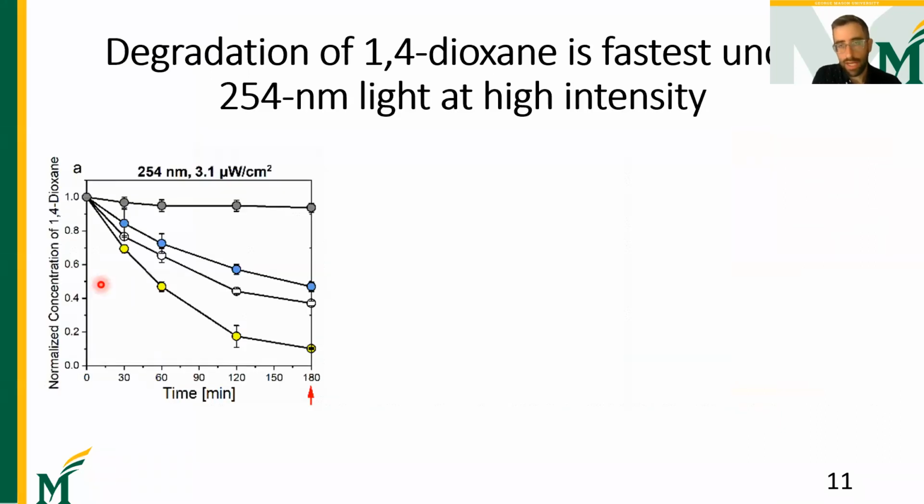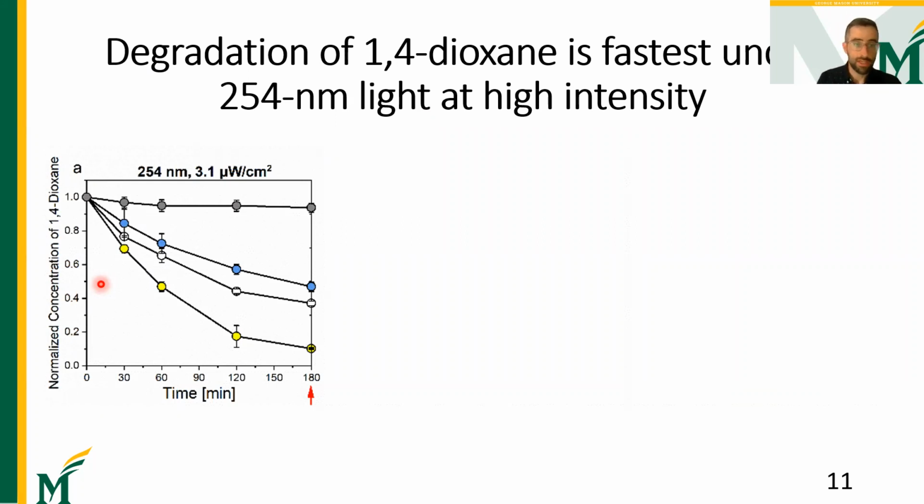Next, let's look at the degradation of 1,4-dioxane as a model of a contaminant of emerging concern. This is a suspected carcinogen that is showing up in the tap water of at least 30 states and has been seen elsewhere as well.